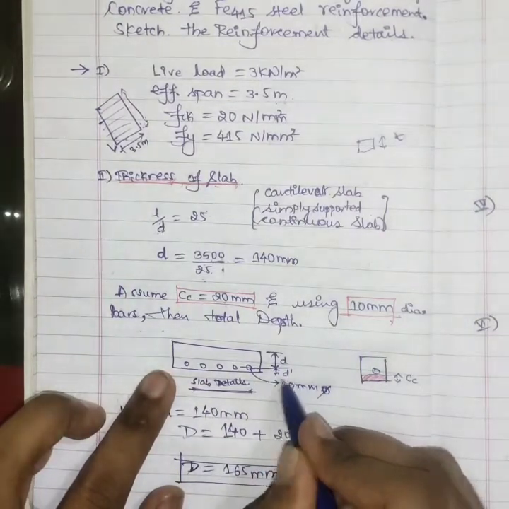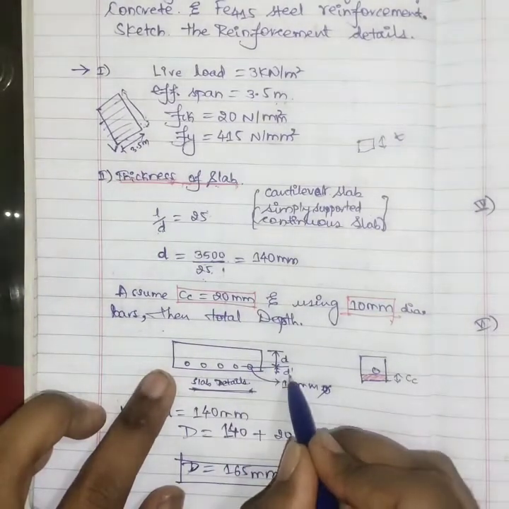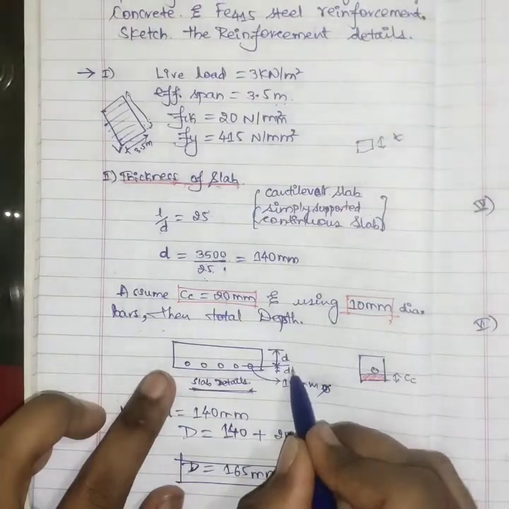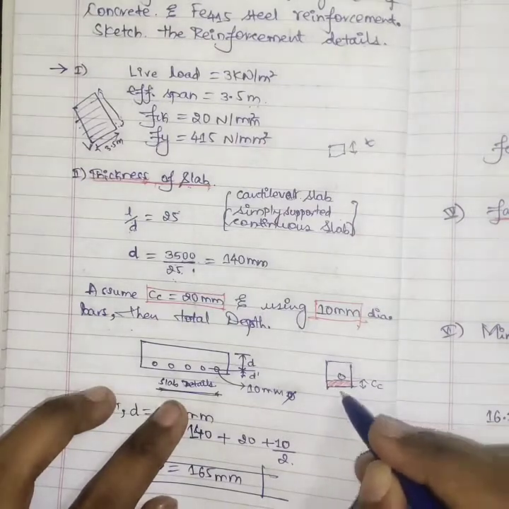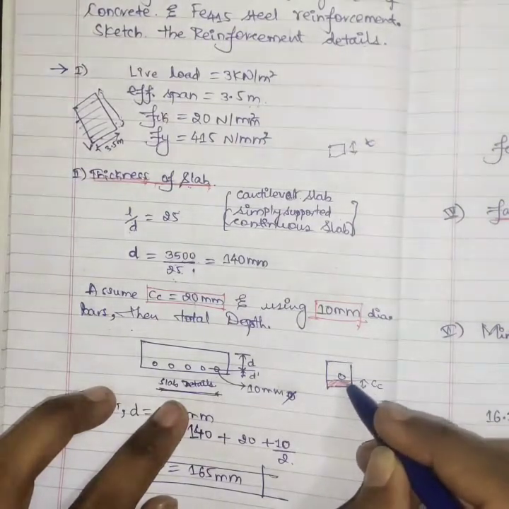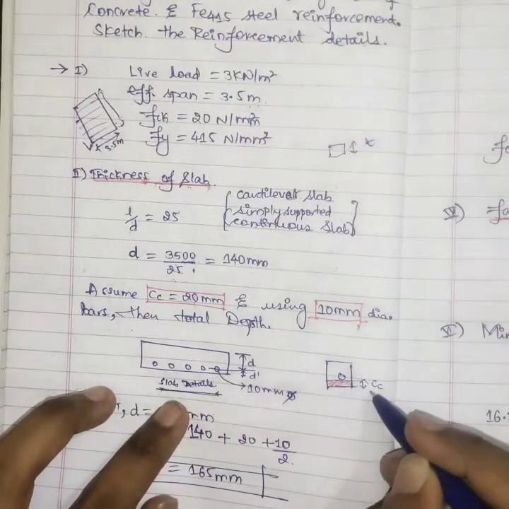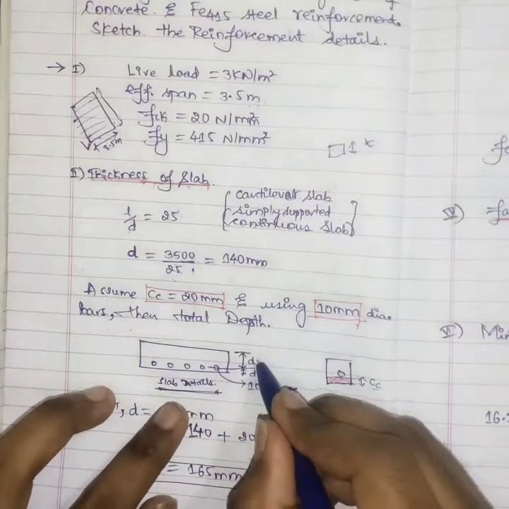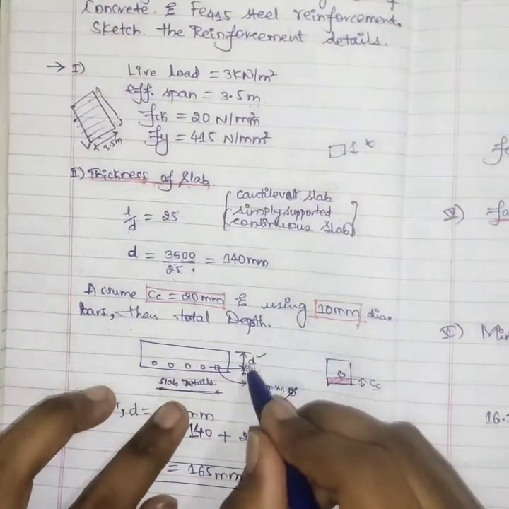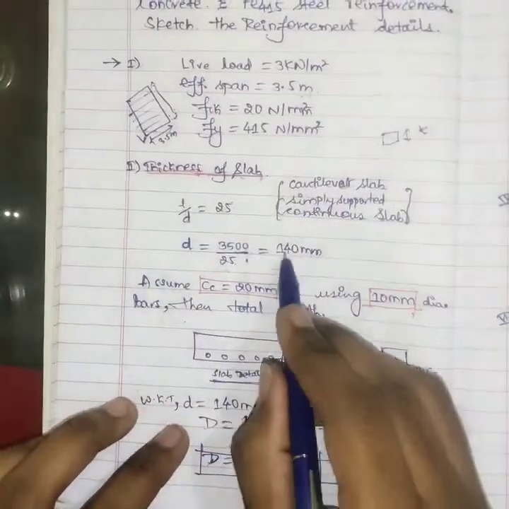Effective cover is from the center of the bar diameter to the bottom of the slab, till the end. And one more thing you have to remember is clear cover. Clear cover is the distance from the outer tip of the bar's diameter to the full end. If you don't remember anything else, just remember one very important thing: the effective depth is from the top to the center of the bar diameter.